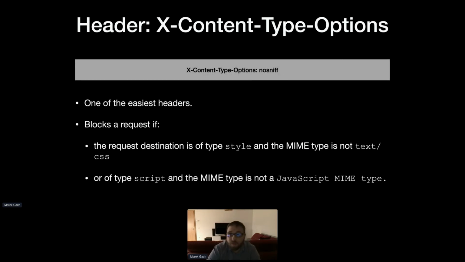Let's jump to other headers. This one is very, very old. The X-Content-Type-Options header was originally introduced in Internet Explorer 8, so it's years and years ago. It was a very good header, because it is blocking the possibility of executing some JavaScript files. That means that there is only one option, nosniff.